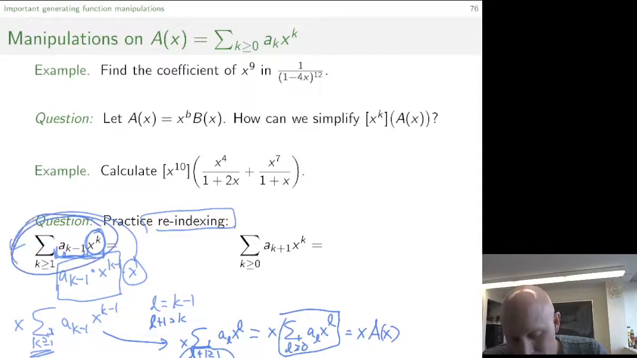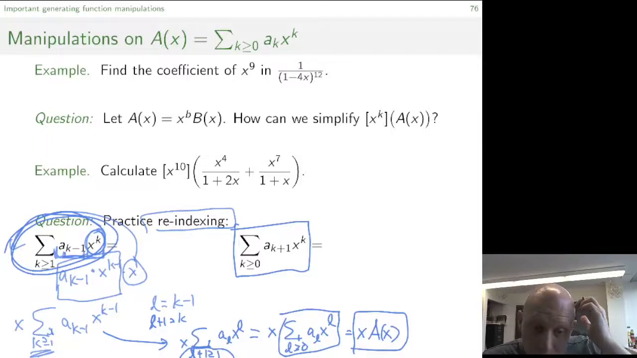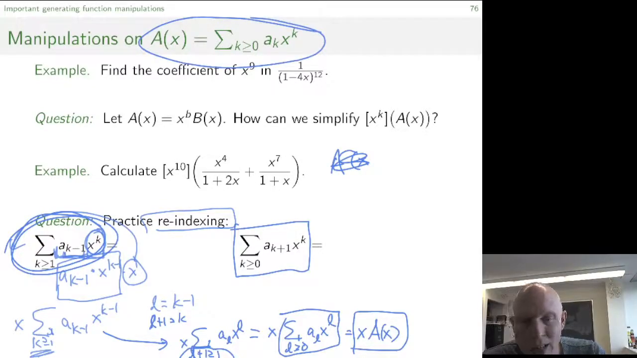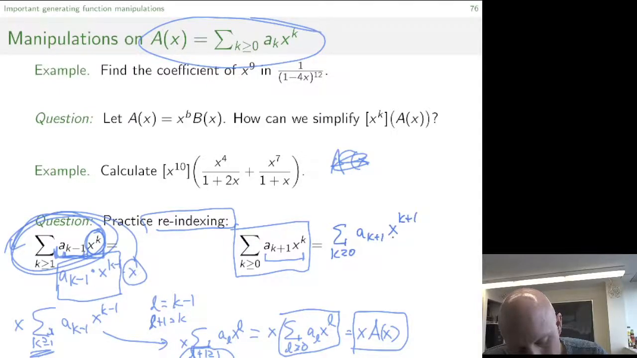So what we're seeing here is that if you have something that looks like this, then that's the same thing as x times A of x. Similarly, we may want to be able to write this. What I'm using here is that A of x looks like this, and we're off by 1 power of x. So let's rewrite this as the sum k greater than or equal to 0 of a sub k plus 1 x to the k plus 1 divided by x. Or in other words, we have 1 over 1 minus x times the sum k greater than or equal to 0 of a sub k plus 1 x to the k plus 1.